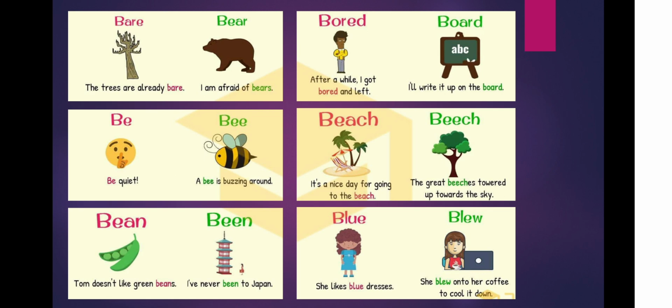Next picture, blue and blew, which means blue, it's a color, and blew, it's a past tense of blow, like when we blow the candles, right? It's the second form of that move, creating some air from your mouth. So here's the example of blew: she blew onto her coffee to cool it down.